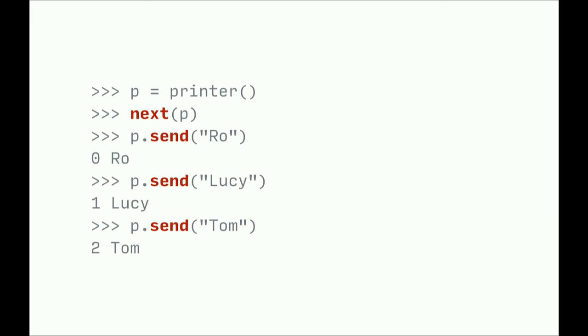So the way we use this, we call next to do what's called priming the coroutine. This just advances us to the first yield, and then control returns back to where we are, and then we can start sending values in. So we're going to send in row, Lucy, Tom, and our printer is going to add the values 0, 1, 2 to the front of our strings. So here we send row, and we get 0 row, and on we go.